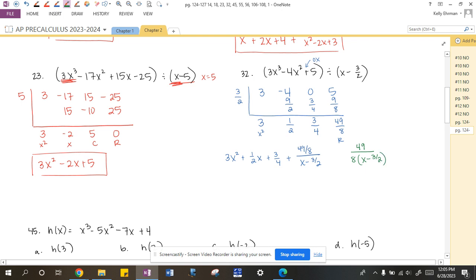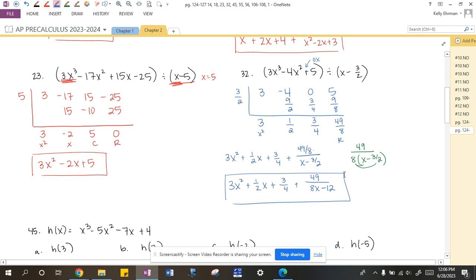over 2. So a fraction divided by something else, that 8 can be in the denominator, right? And then if you distribute the 8 through, you also would get rid of that fraction. So that's how I wrote my final answer. 3x squared plus 1/2 x plus 3/4 plus 49 over, if I distribute this, 8x, 8 over 2 is 4 times 3 is minus 12. So that's how I would prefer the final answer.